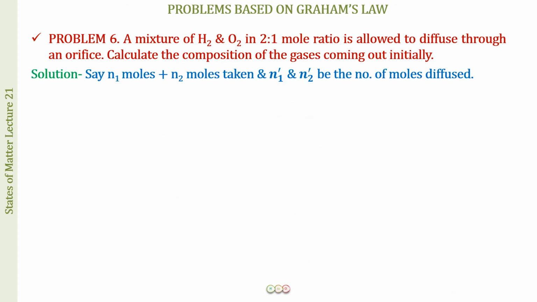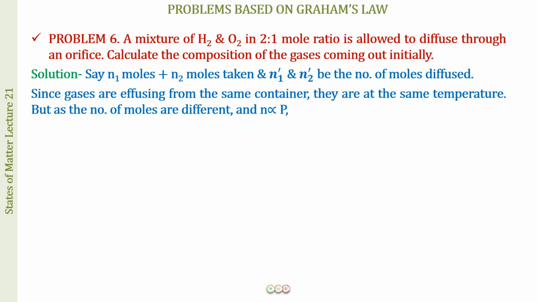Now here, let the number of moles that we have taken of the two gases be N1 and N2, and this N1 and N2 is given to us as a 2:1 ratio, okay? And the number of moles of the gas which is diffusing out be N1 dash and N2 dash. Since the gases are effusing from the same container, they are kept at the same temperature, right? So the temperature is going to be the same, as well as the volume of the gases, which was the same because they were in the same container.